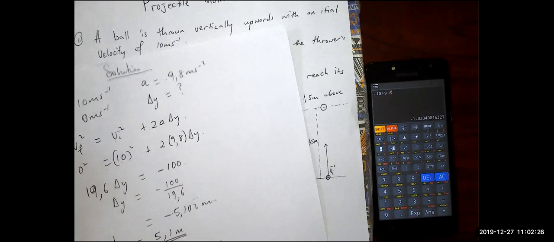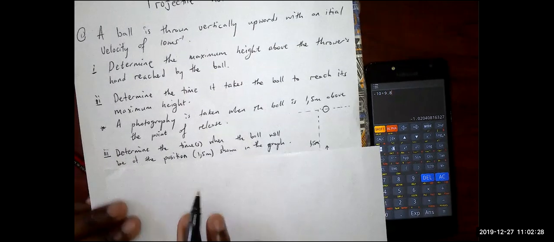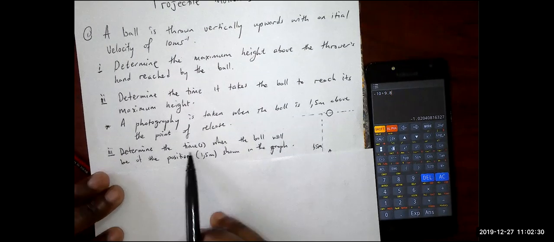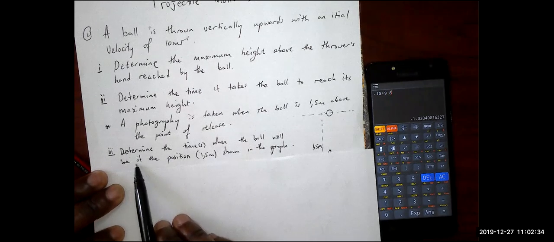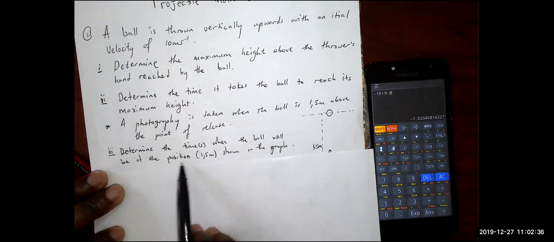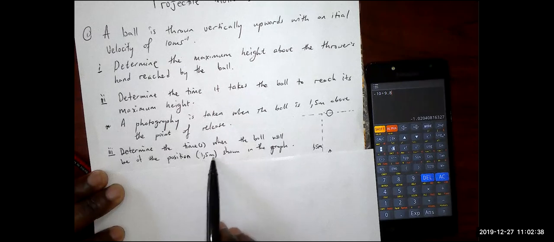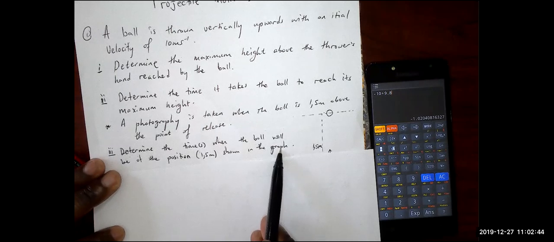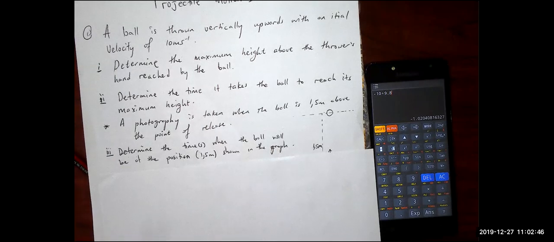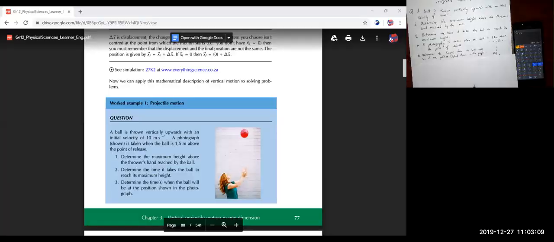The third question is saying what? Now, determine the times when the ball will be at the position which is that 1.5 meters shown in the graph. Let me just show you what we're talking about here, the graph that is being talked about. So that's what we have there.